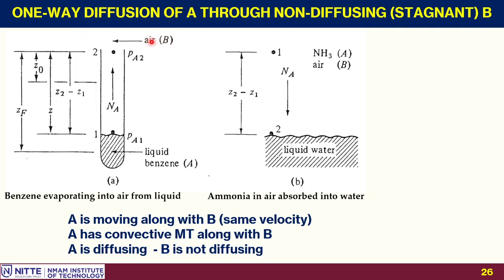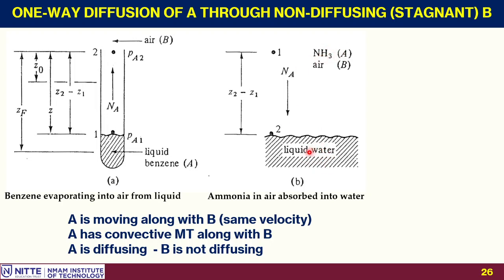But the point is, this B will not be moving into this benzene. That is the key point here. So it is one-way diffusion. Benzene diffuses into air, but air will not diffuse into the benzene. So it is one-way diffusion. Or I can take up another case where I have the gas containing ammonia in air. Ammonia is A, air is B, and it is passing through the liquid water. In this case, air will not diffuse into the water, whereas ammonia will diffuse into the water.